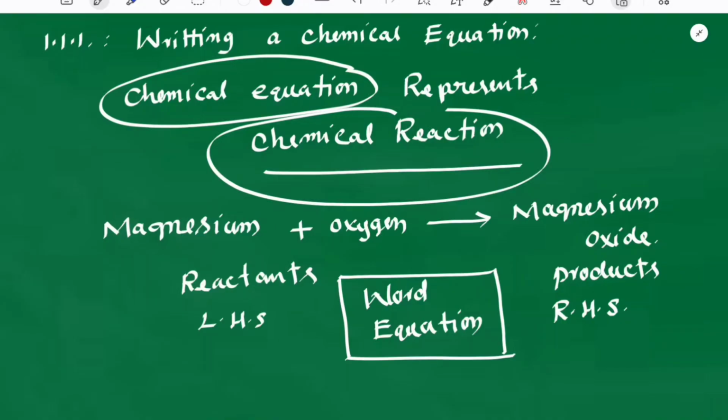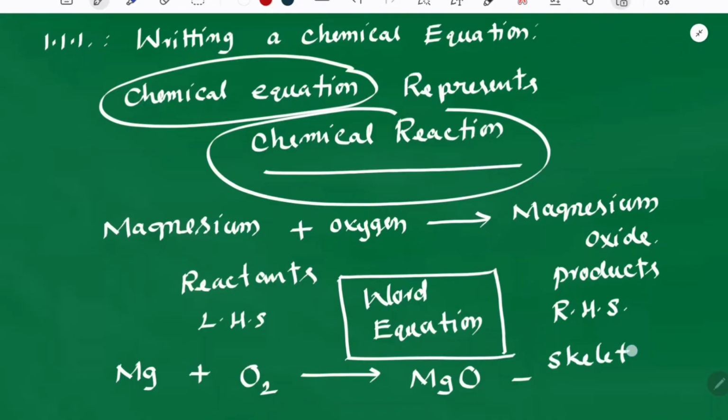What is the symbol of magnesium? Mg. Oxygen: generally you think O, but don't take O. Oxygen is a diatomic molecule, that is why you should write O2. Then magnesium oxide means MgO.